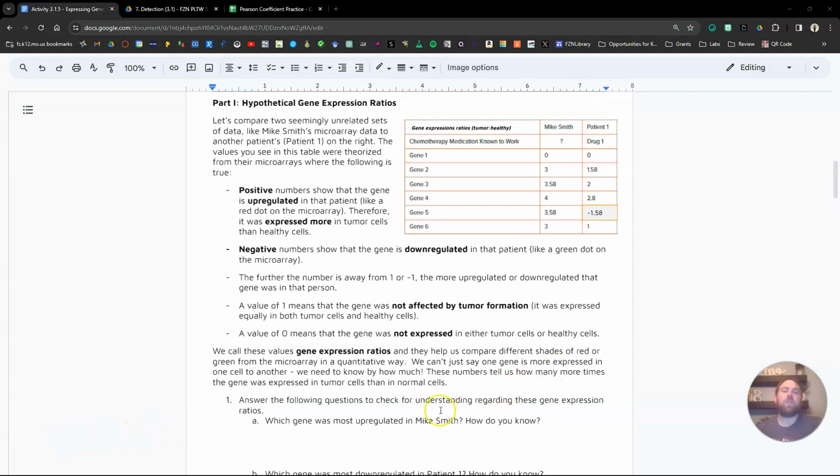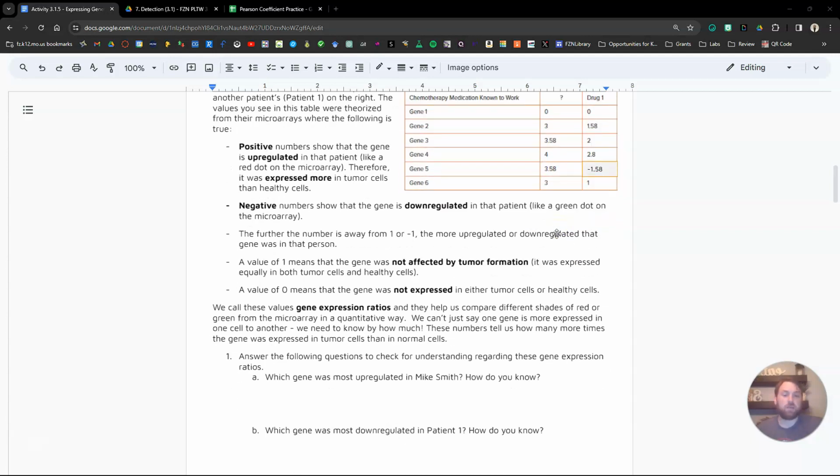So the first question was which gene was most upregulated in Mike Smith? That should be fairly familiar for you. Gene 4 was upregulated the most mathematically because it has the highest gene ratio of 4, whereas the other ones are around 3, 3.58, 3.58, and 3. They're all very upregulated, but 1 was most of all. 1 gene was expressed more often in tumor cells at a higher rate than the other genes were.